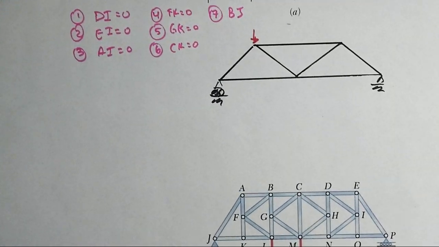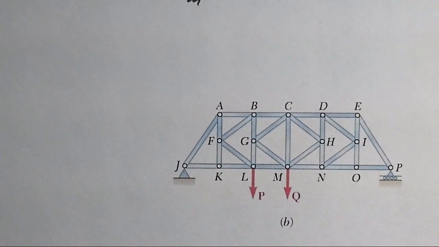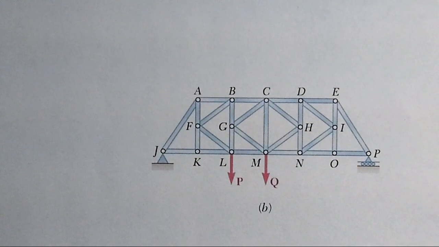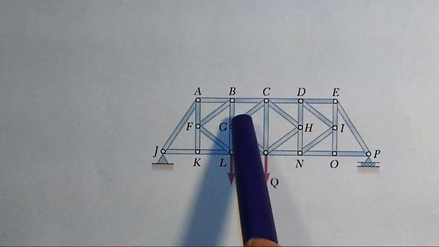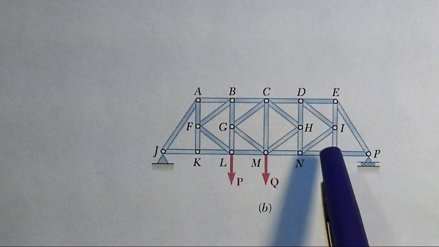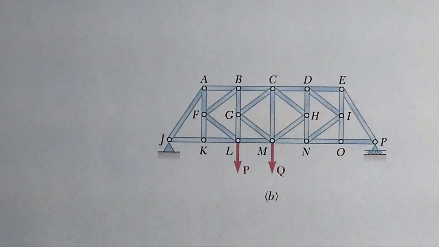Alright, let's go in and practice again finding zero force members in a truss. This is called a K-Truss. Notice that we have this big capital K that is formed by these web members, and this one is symmetric on the other side, and so you get the K being reflected in the other direction.